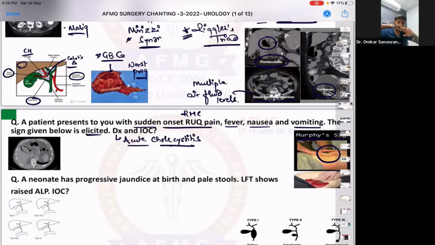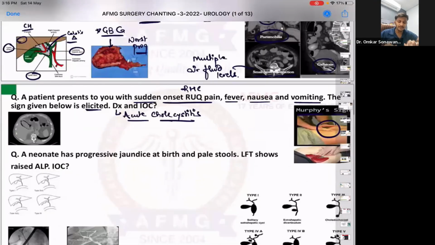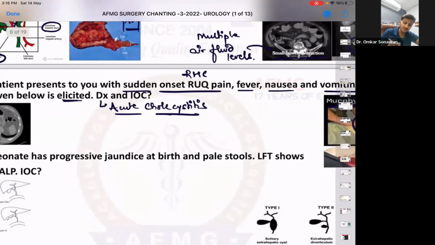Now, what is the investigation of choice for acute cholecystitis? Anybody? Very good. It is the ultrasound abdomen. Investigation of choice is the ultrasound abdomen.